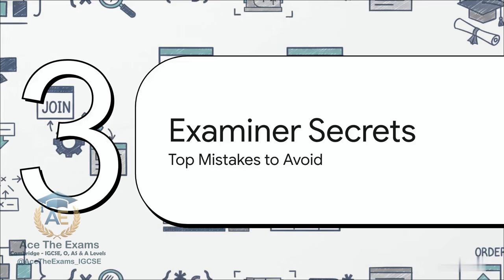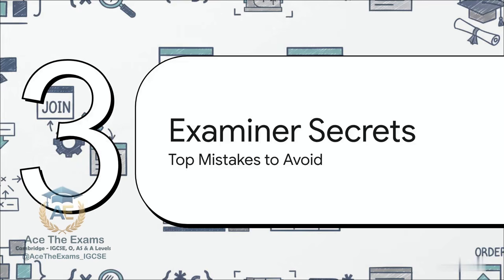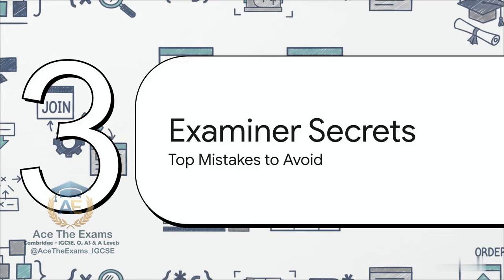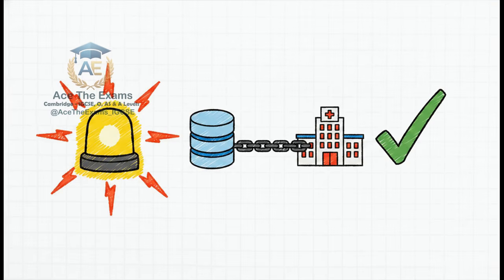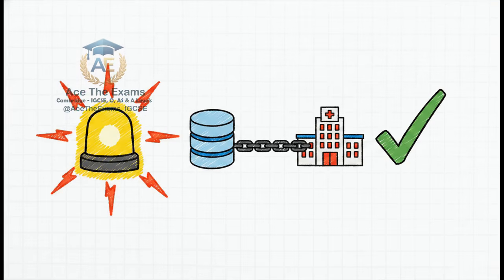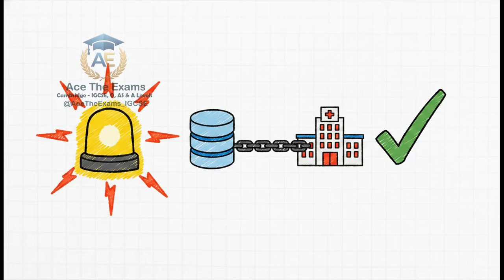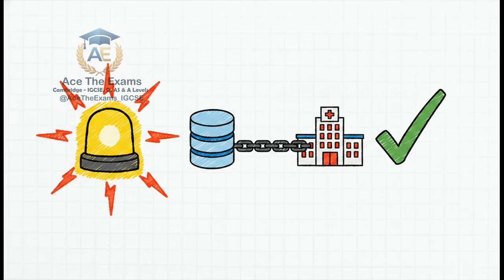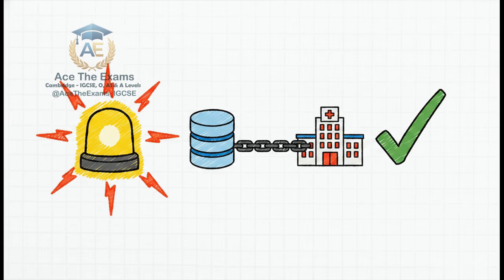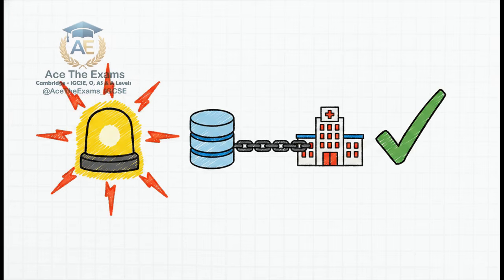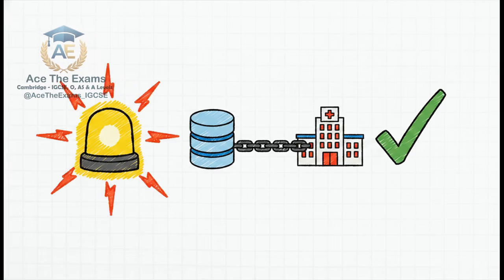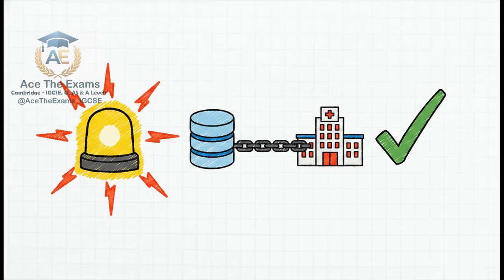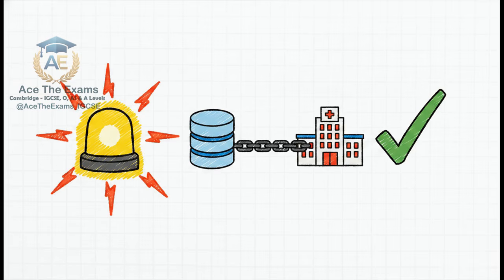Moving into Part 4, the examiner's insider secrets, top mistakes to avoid. We are nearing the end of our heist here, and it's time to extract the final, most valuable payload. This is highly actionable intelligence pulled directly from the Cambridge Principal Examiner reports. Look at this massive flashing red examiner alert. The absolute classic mistake seen across all 9618 papers, but especially when dealing with SQL, DDL, and DML, is providing generic answers that are not specific to the question context.